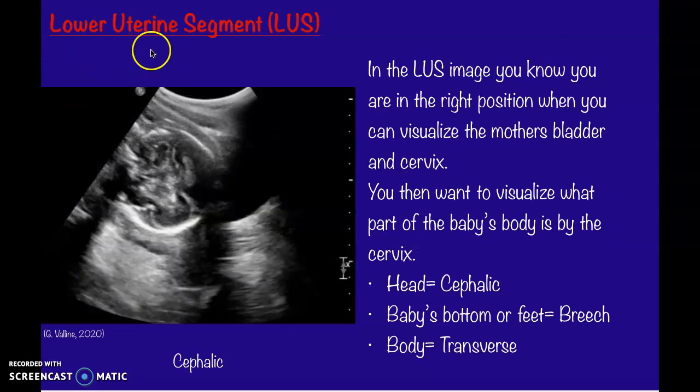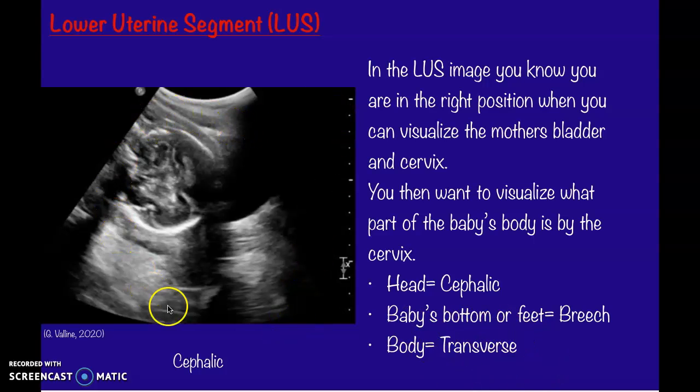The next image we're going to take is the lower uterine segment, which you can label LUS. In the LUS image, you know you're at the right position when you can visualize the mother's bladder and cervix. You then want to visualize what part of the baby's body is by the cervix. Head, meaning cephalic, baby's bottom or feet, breech, and body means transverse.